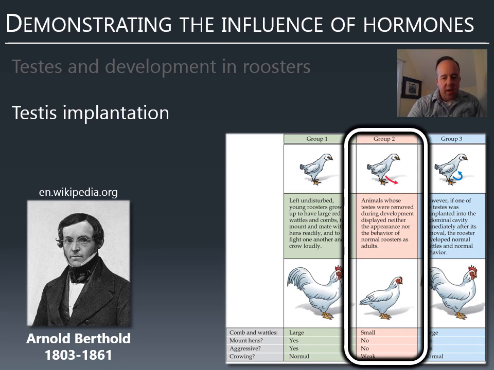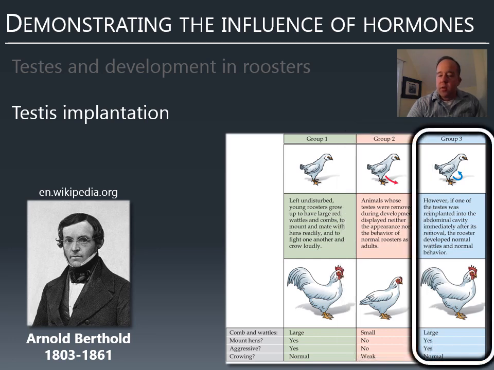He removed the testes of the rooster, but then he reimplanted them in the body cavity of the rooster, not where the testes normally are. By removing them first, Berthold disconnected the testes from the nervous system. And then he waited to see what would happen. The testes are in the body cavity, they're supplied with blood, but they're no longer connected to the nervous system. And as it turns out, these roosters developed normally.